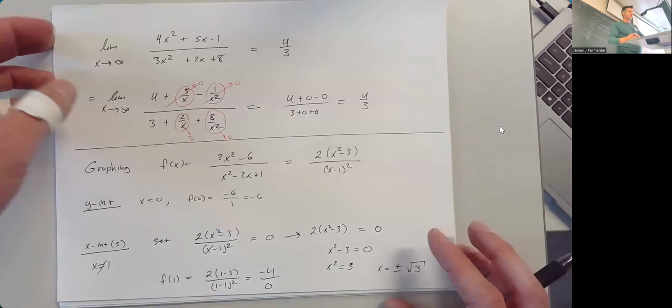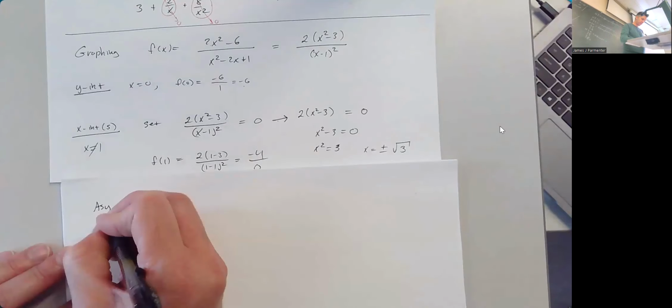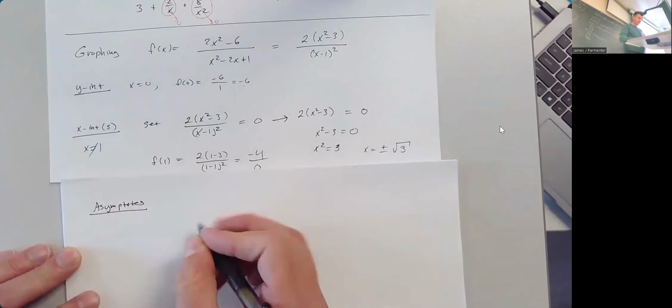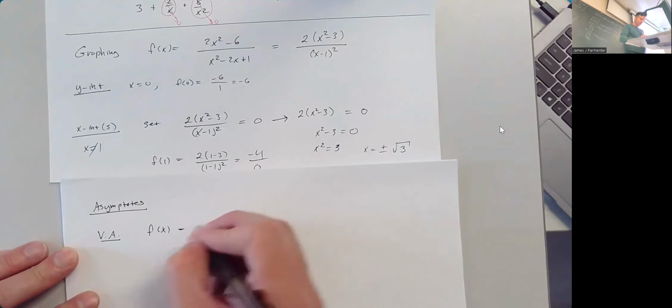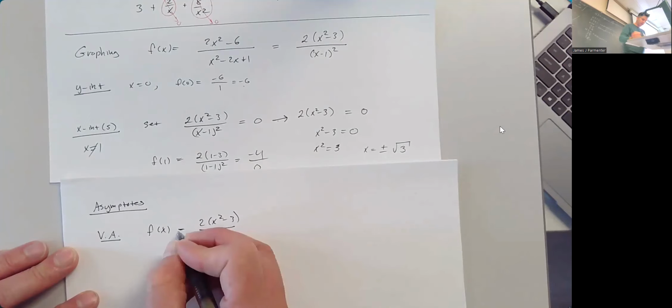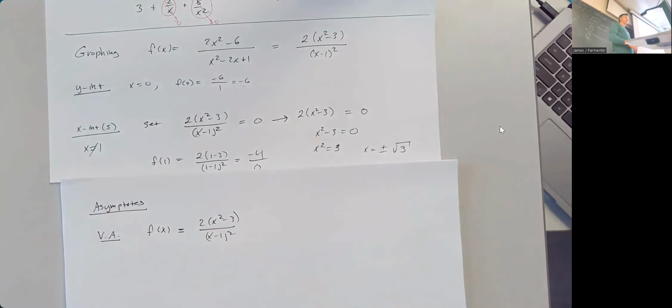Now we're going to find the asymptotes. Let's start with the vertical asymptote. So if my function is 2 times x squared minus 3 over x minus 1 squared, the easy way of identifying a vertical asymptote in a rational function is just seeing what makes the denominator 0. I should be slightly more specific. What makes the denominator 0 and the numerator not 0? 0 over 0 doesn't necessarily give you a vertical asymptote. Not 0 over 0 does.